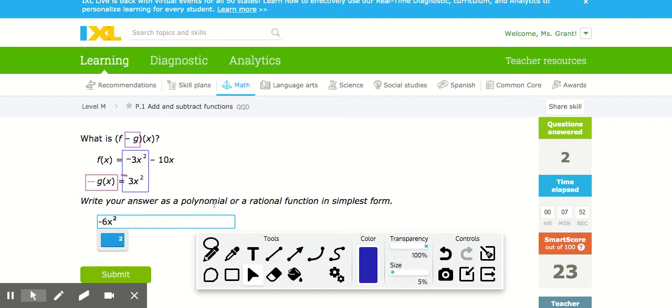I have to do the same thing for the rest of these. I have to combine them. In f of x, I have a negative 10x. I have nothing like it to combine from the second function, so negative 10x plus nothing still leaves me with a negative 10x.